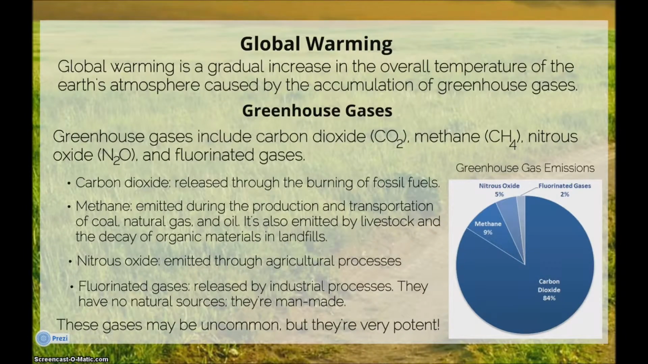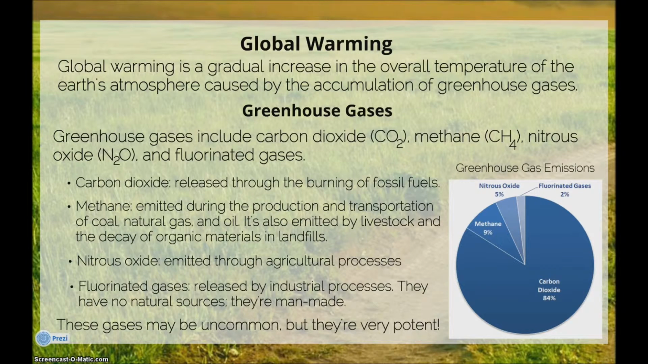Global warming is a gradual increase in the overall temperature of the Earth's atmosphere caused by the accumulation of greenhouse gases. Greenhouse gases include carbon dioxide, methane, nitrous oxide, and fluorinated gases. Carbon dioxide is released through the burning of fossil fuels. It contributes to about 84% of all greenhouse gas emissions. Methane is emitted through the production and transportation of coal, natural gases, and oil. It's also emitted by livestock and the decay of organic materials in landfills.